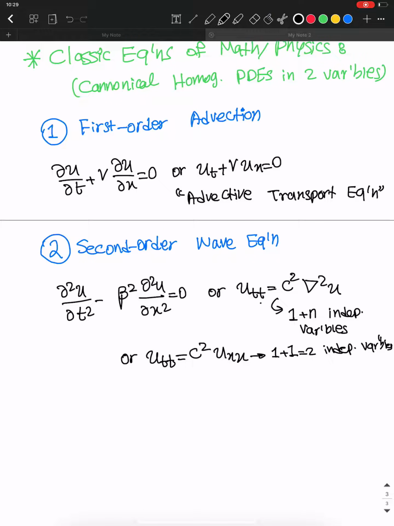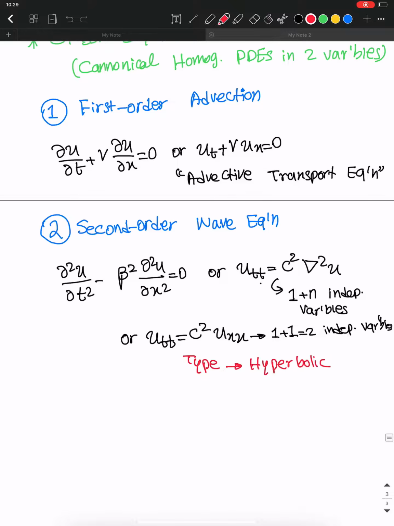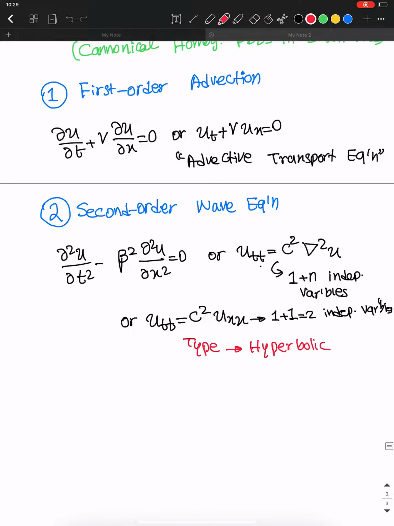Another side note is that the type of this equation is hyperbolic. I'm going to come back to this point, what hyperbolic means, later on, after the method of characteristics. Once we find the characteristics of these PDEs, we will come back to this point.